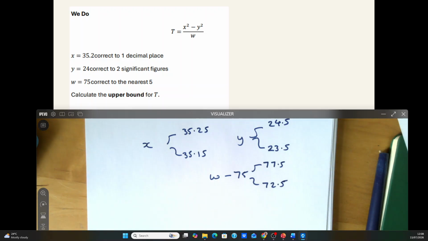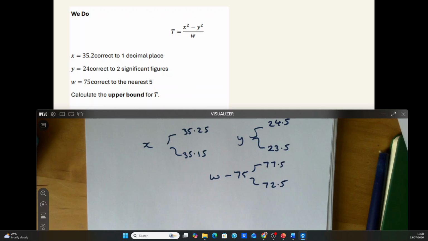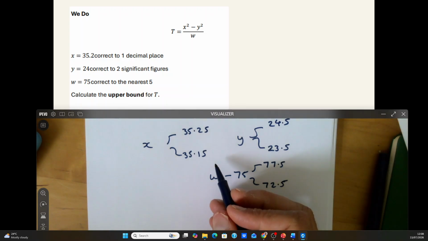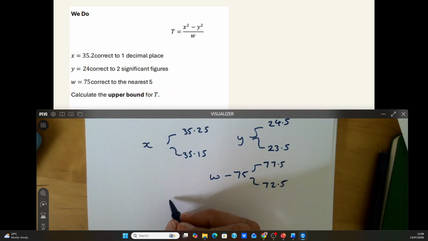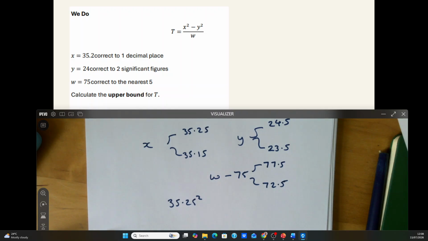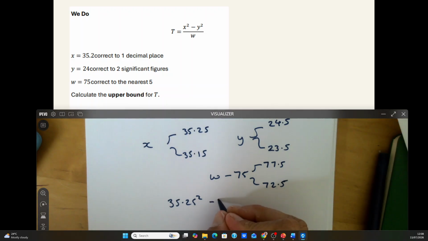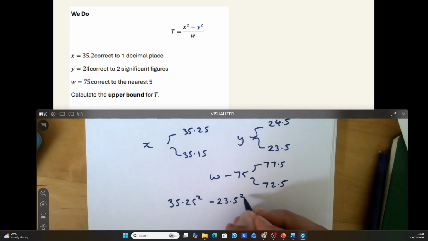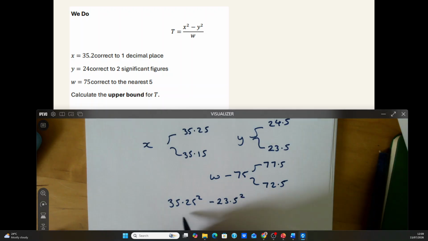Right, I've got those. Now I want the biggest and lowest choices. So my x squared, is it biggest or smallest? It's my biggest. I am taking away a y squared, and I want to make the biggest answer. So I want my biggest or my smallest. I want my smallest. I am dividing, so I don't want to divide by my biggest or my smallest. Smallest.